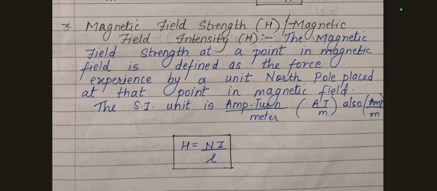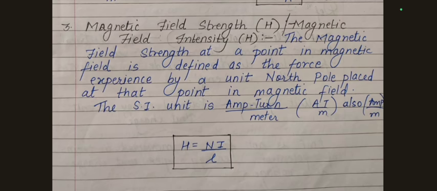What I'm saying is, just focus on the force experienced by a unit north pole which is placed at that point in the magnetic field. So this magnetic field strength, or magnetic field intensity, is nothing but the force experienced by a unit north pole. I hope you are learning along with me.